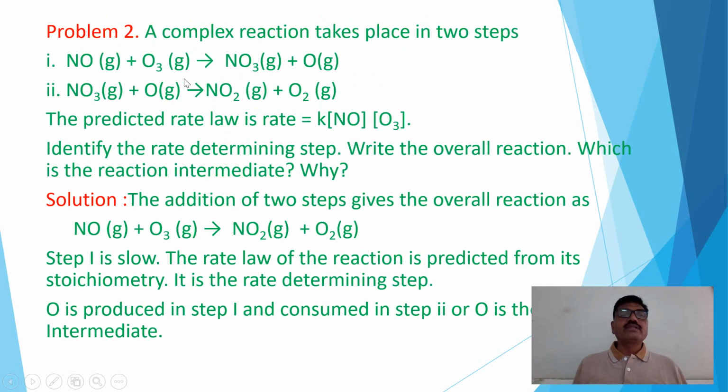One more example. Let us consider a complex reaction takes place in 2 steps. The reaction is given in 2 steps. So again this example is given in your textbook. So how we have to solve this numerical? The predicted rate law is like this. So again this is given in the numerical.